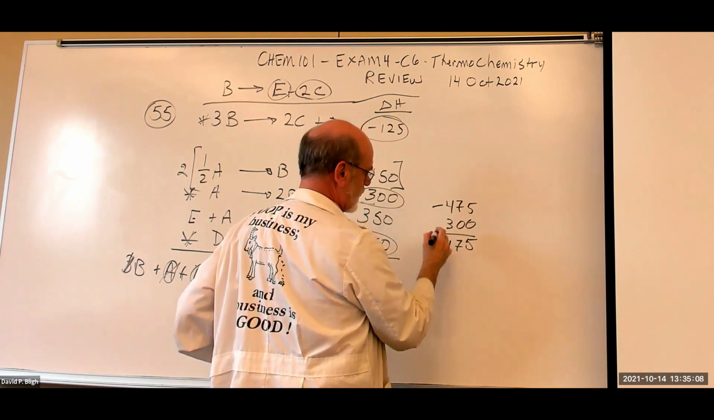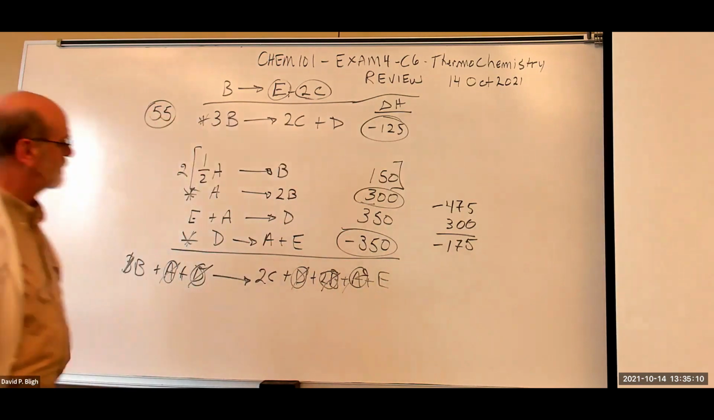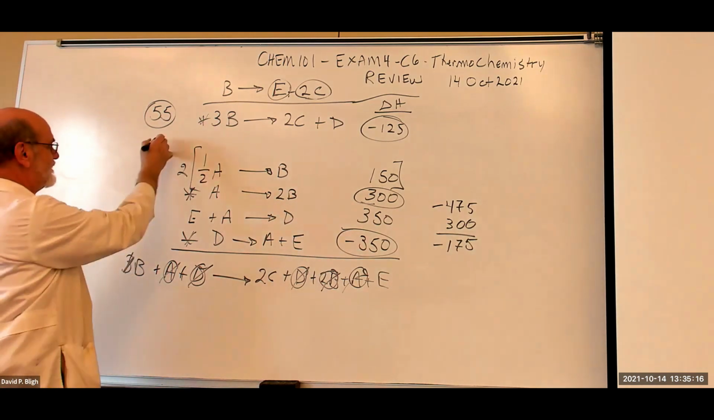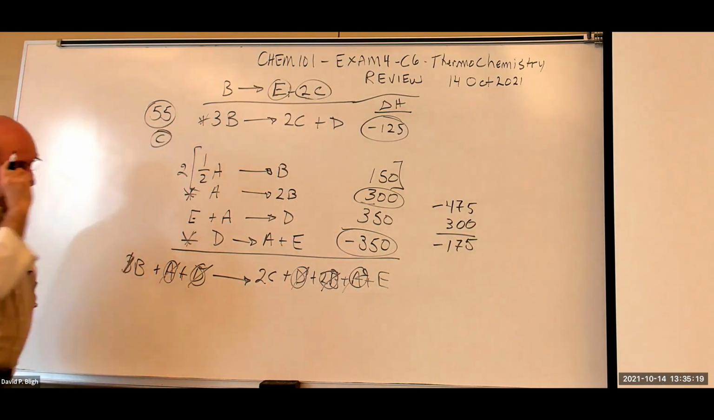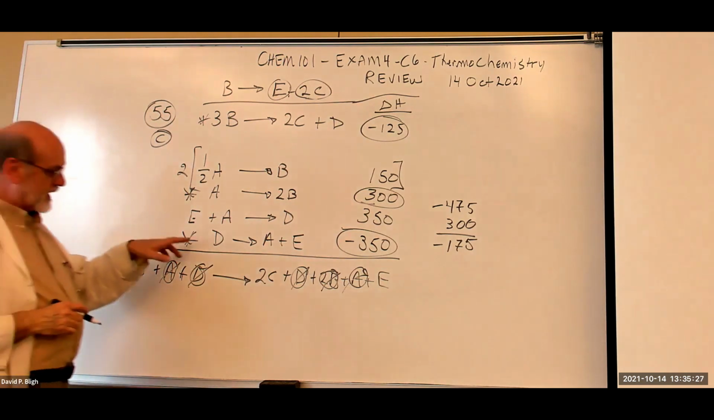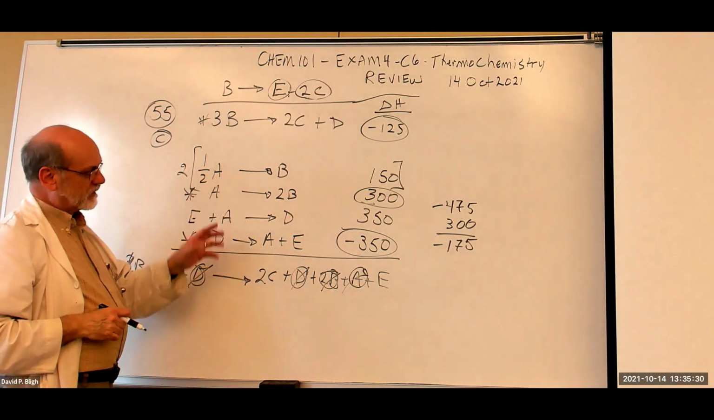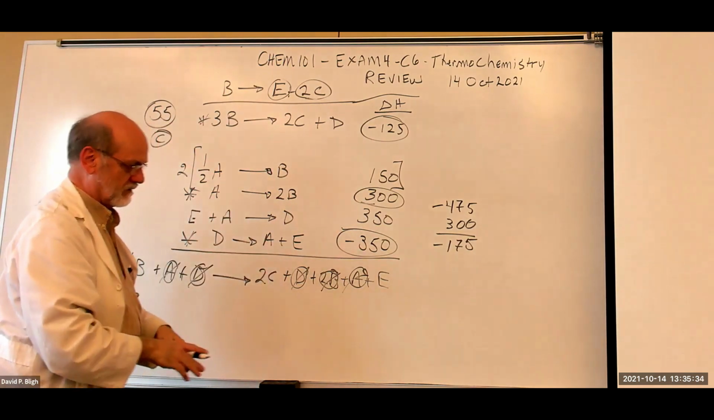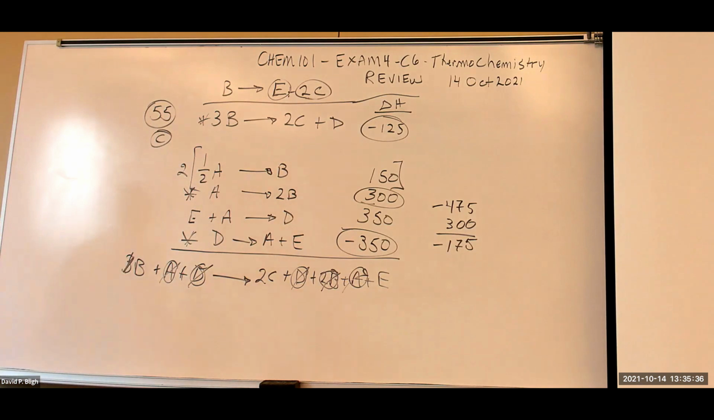175, a negative 175. So 55, is that correct? Negative 175 is C. Yeah. That's the answer. Okay? That's the way you use Hess's law. And I think it's easier to understand when we have these A, B, C's, and D's, what is actually happening here, rather than using elements and compounds. Now, eventually you're going to have to do elements and compounds.